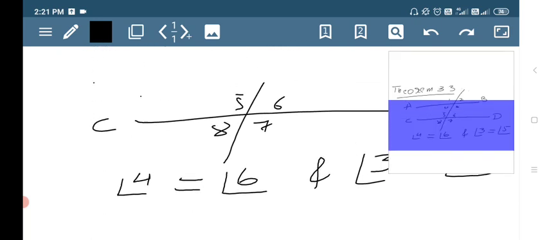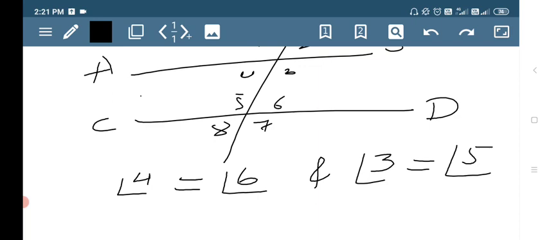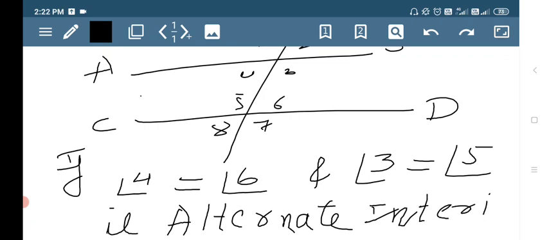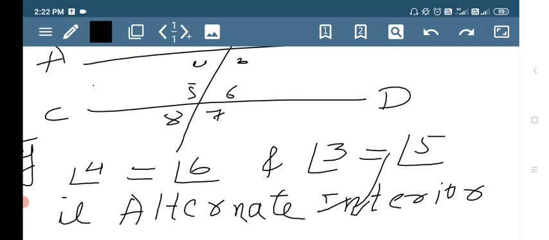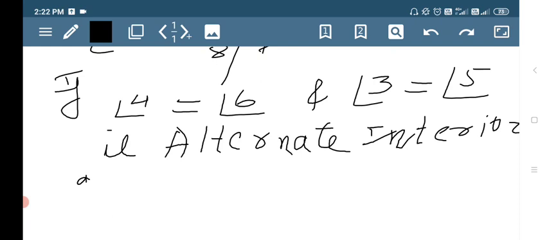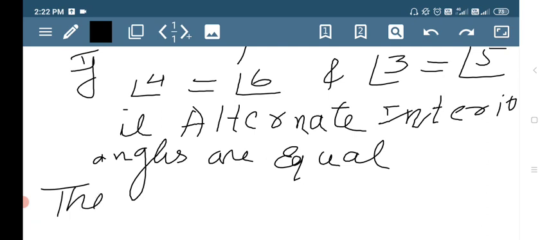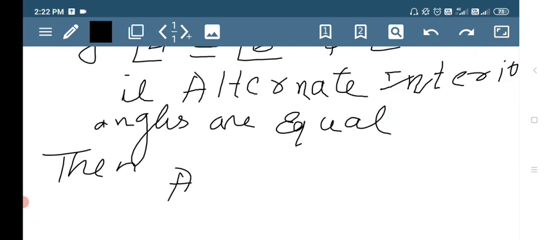So what he is explaining: if we have two lines AB and CD, and if angle 4 is equal to angle 6 and angle 3 is equal to angle 5, that is, if alternate interior angles are equal, then the line AB is parallel to CD.